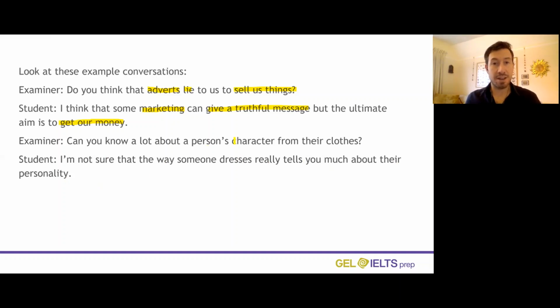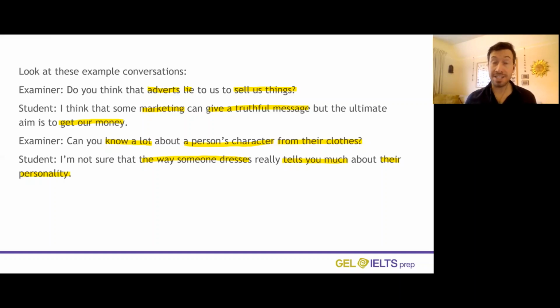Okay, so let's look again. We've got a person's character, their personality. We've got these are synonyms again. From their clothes, the way someone dresses and from their clothes are synonyms. And know a lot, tell you much are also synonyms. So again, the student is doing a very good job of paraphrasing the question, and they're going to get high marks by showing that they can do this.